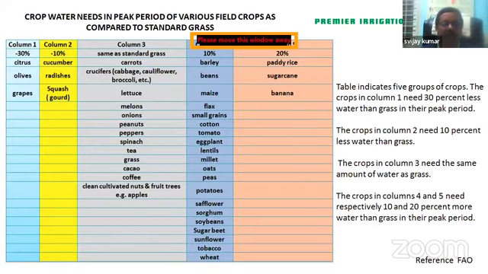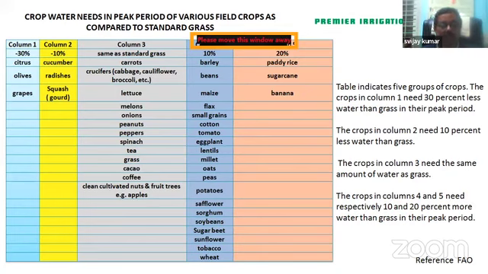Based on this, this is a wonderful classification given by FAO, which you have to read column wise. Now there are 5 columns over here. Column number 1 represents those crops like citrus, olives, grapes, where the water requirement will be 30% lesser than the water required for the standard grass. Standard grass is my reference. Similarly, if I come to column 2, crops like cucumber, radishes, squash, etc. will have only 10% lower than the water required for a standard grass.